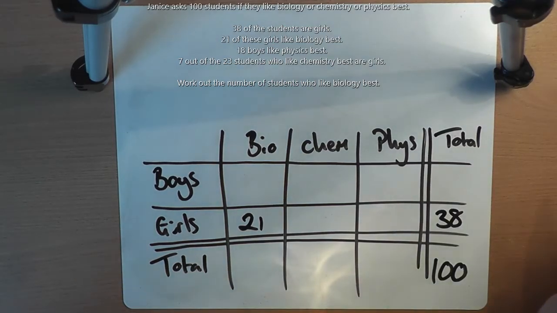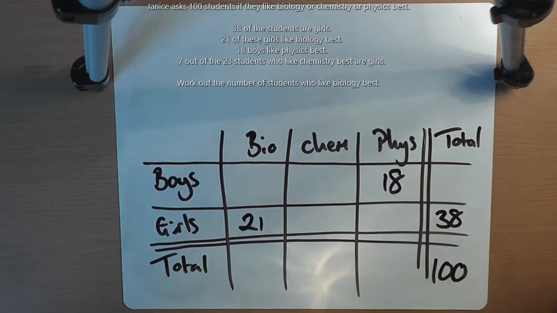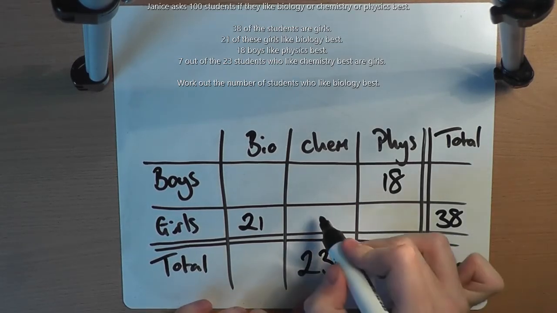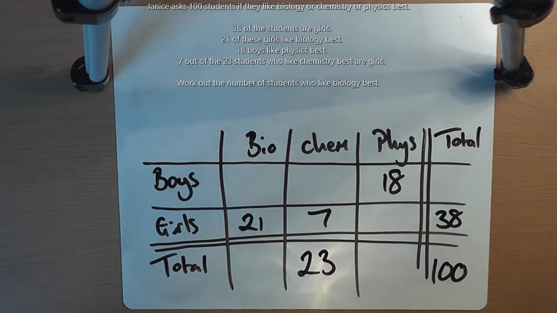18 boys like physics best. So 18 boys like physics best. 7 out of the 23 students who like chemistry best are girls. So the 23 students who like chemistry best, and 7 of them are girls. Now we've filled in the table, we can start filling in the missing boxes before we then pick out the one key fact that we need.